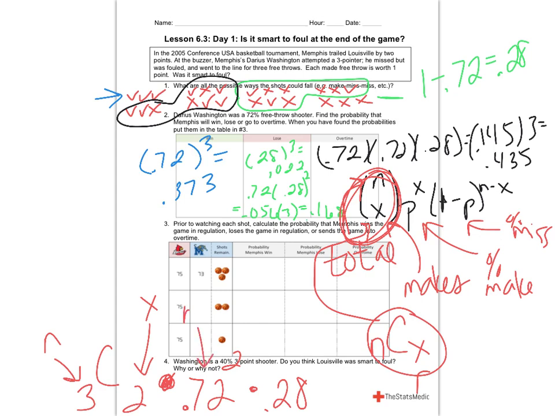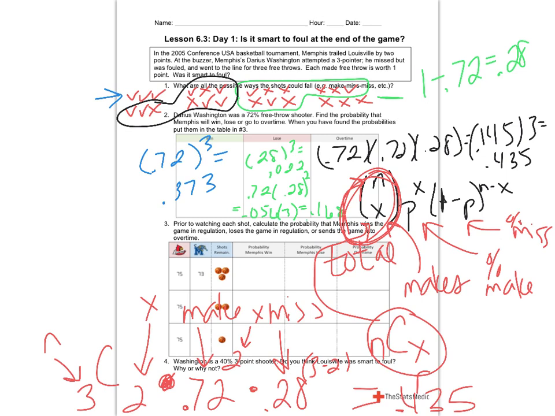So here is the make, and here is the miss. Again, this is my X. The probability he's going to miss is raised to the 3 minus 2, or 1, which is how many he's going to miss, basically. When I hit enter in my calculator, I get 0.435. So the formula looks a little crazy, but when we remember what it means, it's not so bad.